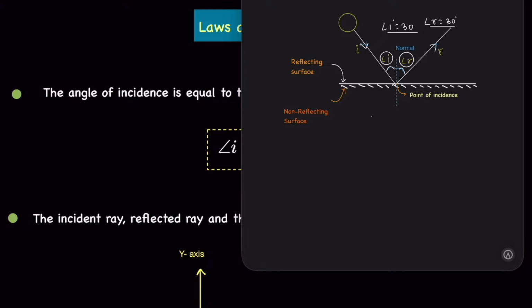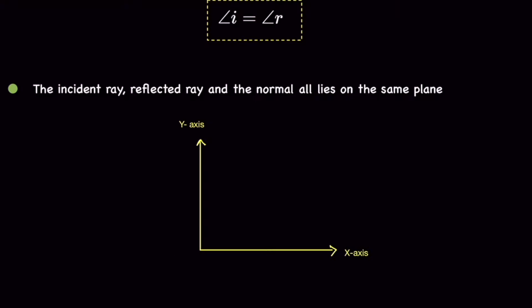Now we'll see the second law of reflection. The second law of reflection says that the incident ray, the reflected ray and the normal all lie on the same plane. First we should know the meaning of a plane. As you see in this figure, we have the x-axis and y-axis. The x-axis and y-axis form a plane.